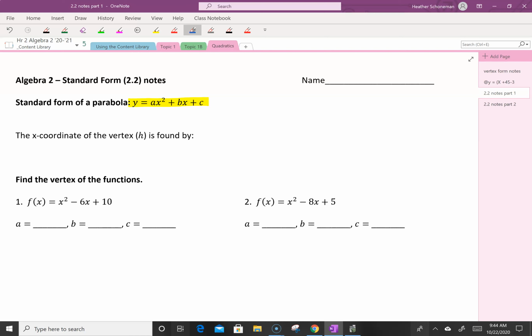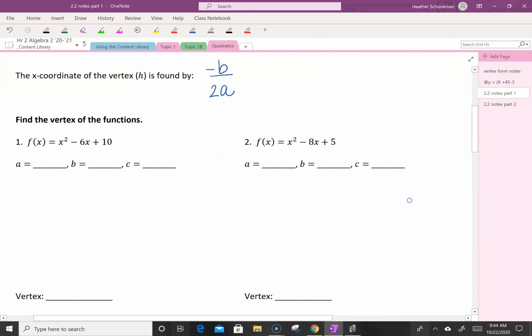Okay, so to find the vertex when it's in standard form, you're first going to find the x-coordinate, or the h of the vertex, by taking the opposite of b over 2a. And you can say negative b, but I think if you say opposite b, you'll have less chance of making a sign mistake.